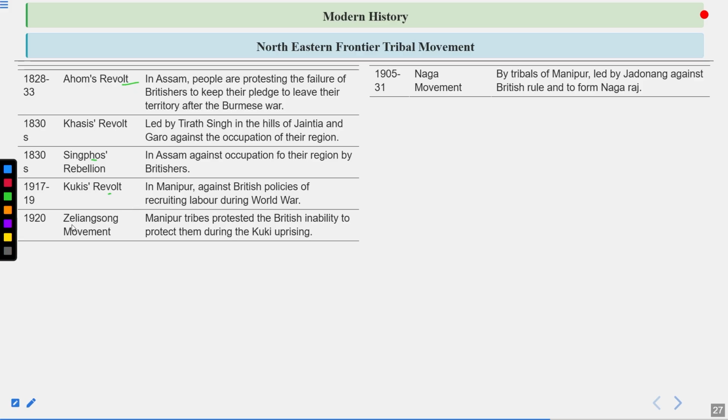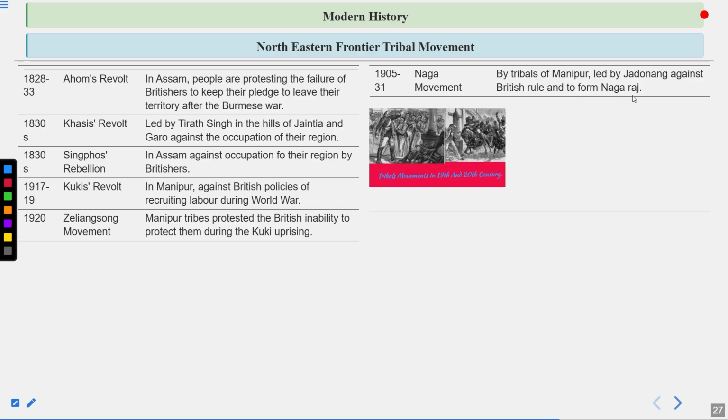Then 1920, Zeliangrong movement. Manipur tribes protested the British inability to protect them against the Kuki uprising. Then comes the 1905 to 1931 Naga movement by tribals of Manipur, led by Jadonang against British rule and to form Naga Raj. So these are some of the uprisings and tribal movements that happened in the 19th and 20th century.